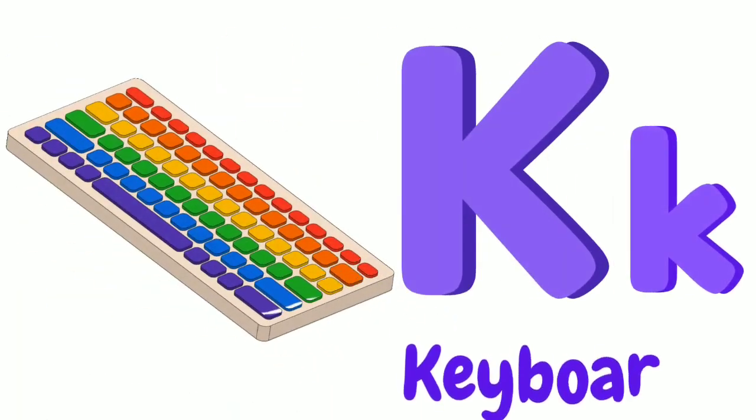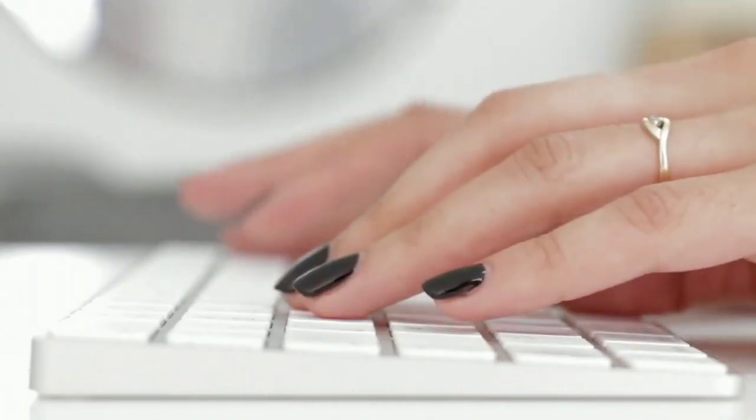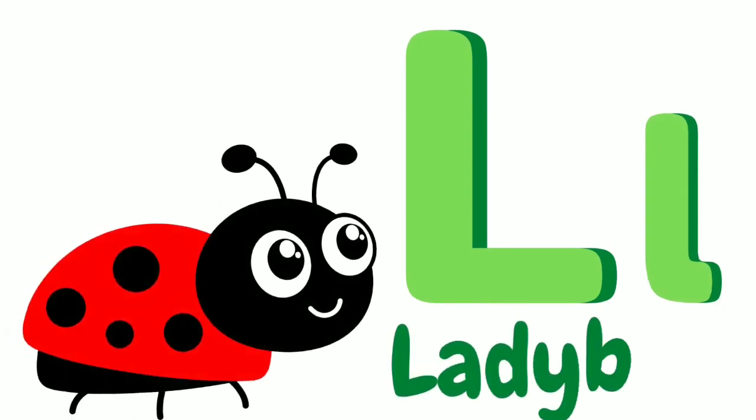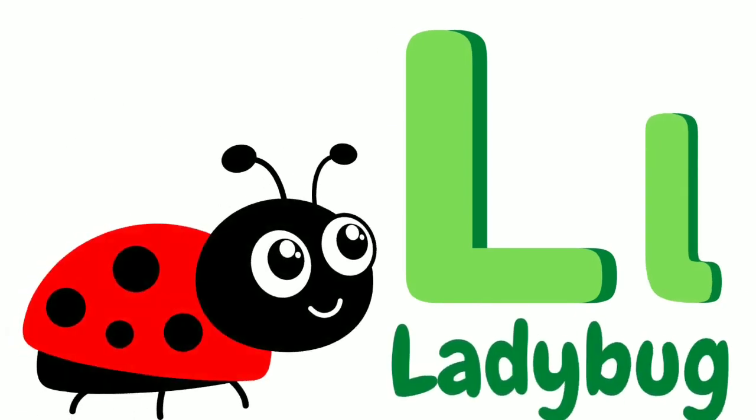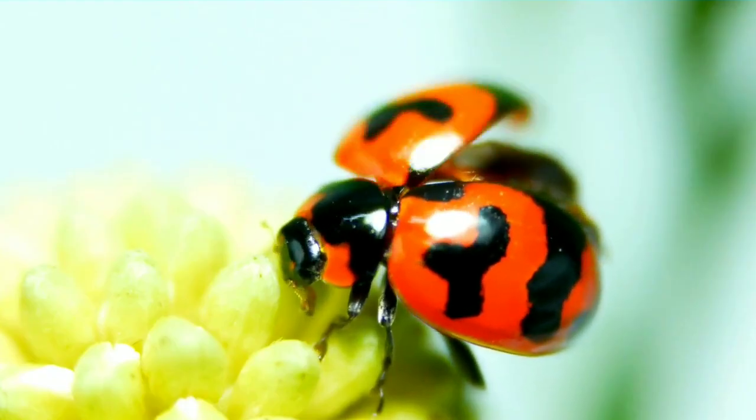K is for keyboard, keyboard, keyboard. This is the keyboard, keyboard, keyboard. L is for ladybug, ladybug, ladybug. This is a ladybug, ladybug, ladybug.